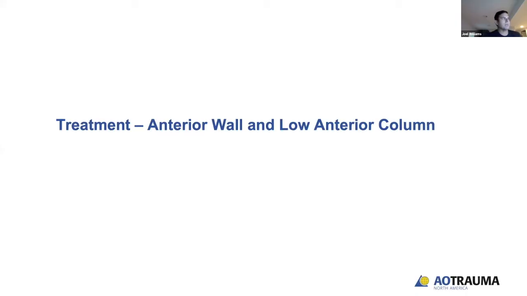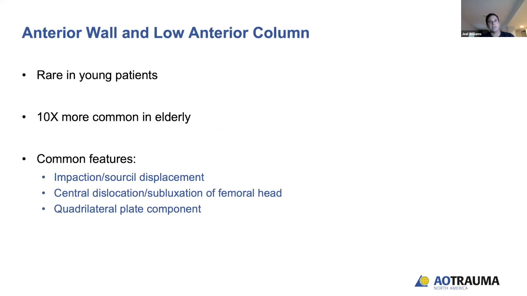Moving further down, the treatment strategy for anterior wall and low anterior column fractures is somewhat similar, but a bit different. I think it's first important to realize that bone quality is absolutely going to be an issue in most of these patients because they're much more common elderly fracture patterns. And as such, some of the common features that will be present include impaction or articular displacement. Oftentimes the femoral head has a central dislocation or subluxation, and there's often a quadrilateral plate component.